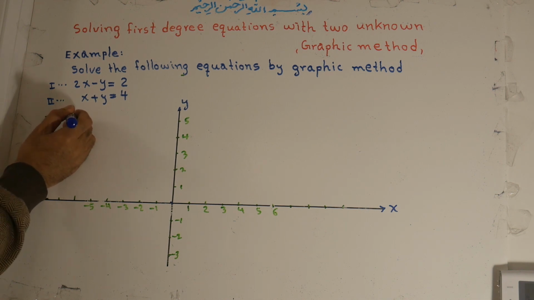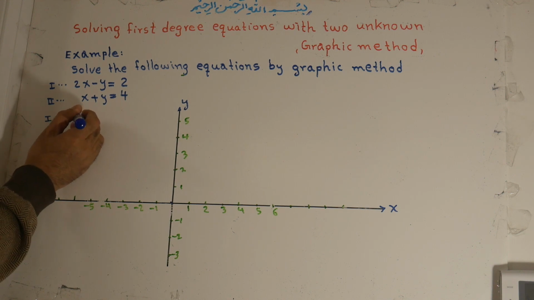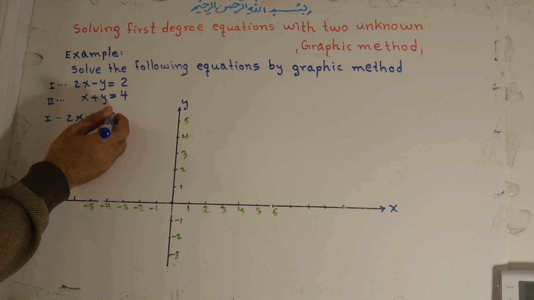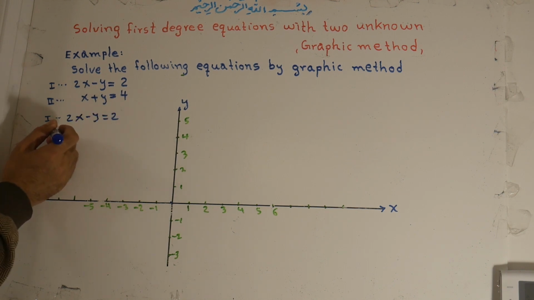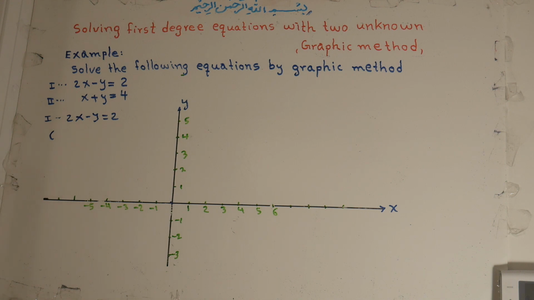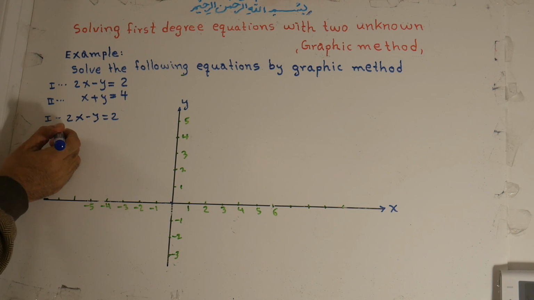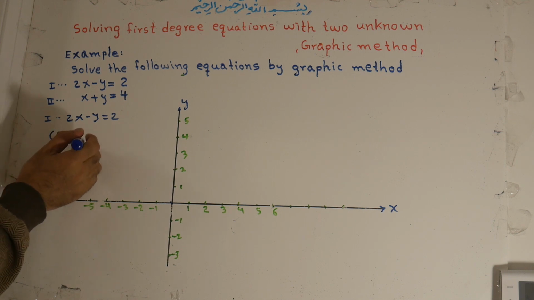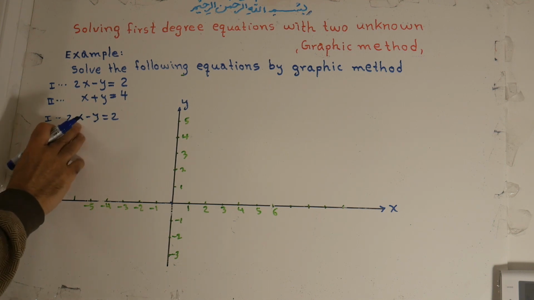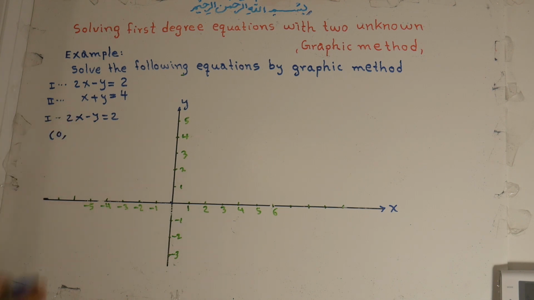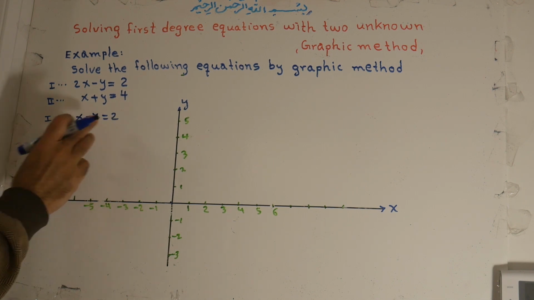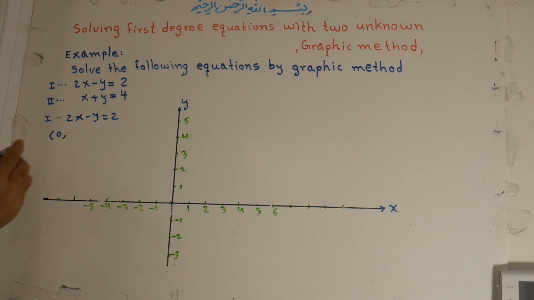For example, we take equation number 1. The equation number 1 is 2x minus y is equal to 2. First, we put the 0. This is the xy coordinate. For the x, we put x equal to 0. If you put x equal to 0, what will be the y? If x is 0, 2 times 0 is 0, negative y is equal to 2, so y is negative 2.